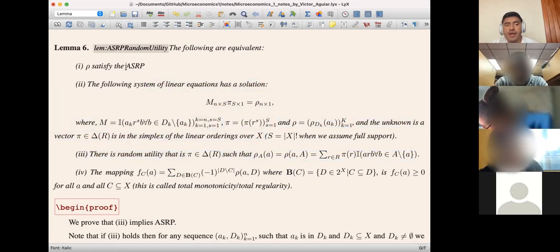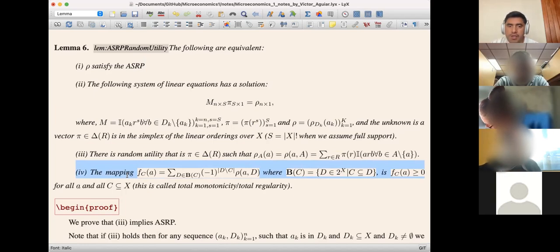And this is equivalent to the axiom of stochastic revealed preference, right? And the final one is going to be left there because we're going to use it there, so sometimes it's convenient, but we're not going to prove the equivalence to this particular condition. So any question here? But this is supposed to be the Afriat theorem.